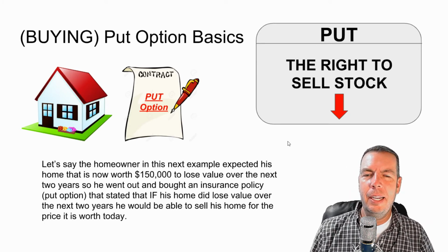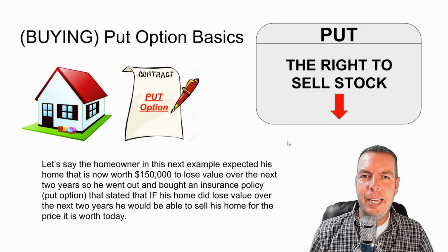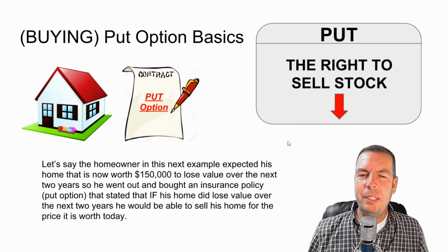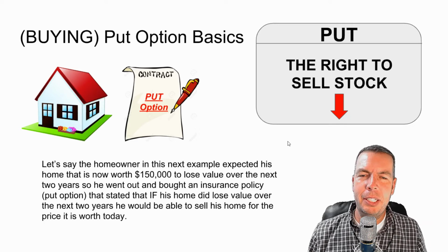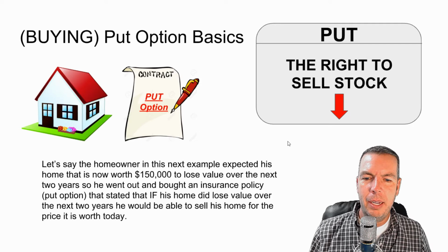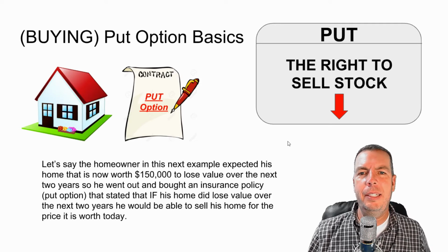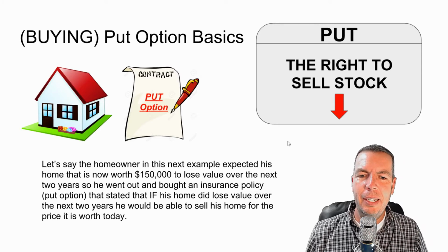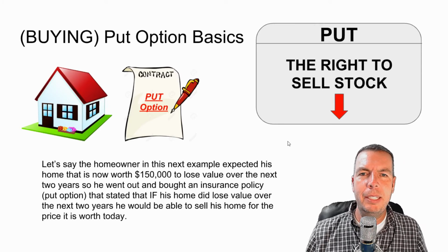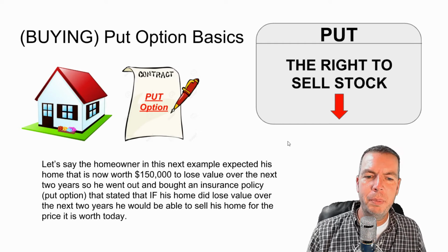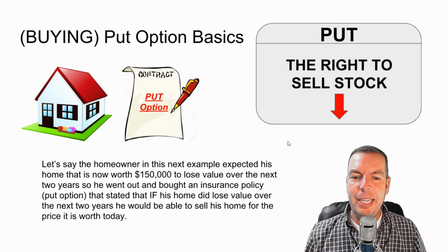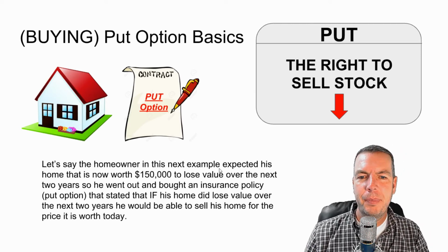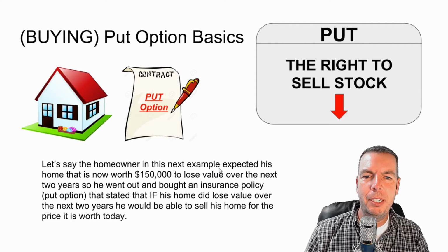Let's say he knew a hurricane season was coming, and he was afraid that his house was going to be a total loss. You think of a put option as an insurance contract. So the homeowner in this case was expecting his home value to go down over the next 2 years for whatever reason. And so he went out and bought a put option, basically an insurance policy that stated that if his home did lose value over the next 2 years, he would be able to sell his home for the price that it is worth today. So we're talking about buying a put option here.